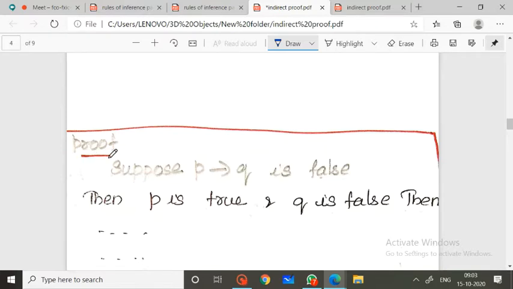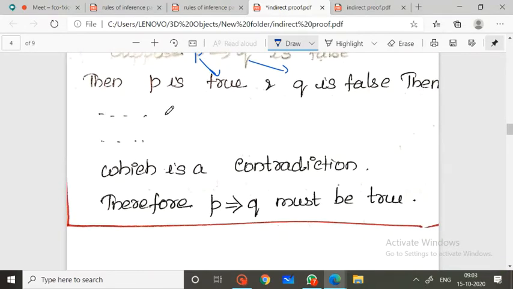So in the theorem you will be assuming like this: suppose p implies q is false, which means that p is true and q is false. Then you will do the calculations, and when you do the calculations, you should give valid arguments. That means your statements and your arguments should be correct. When you give valid arguments, you will get that p implies q is false, which is a contradiction. So therefore you can say that p implies q must be true.